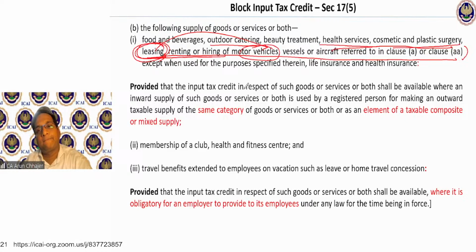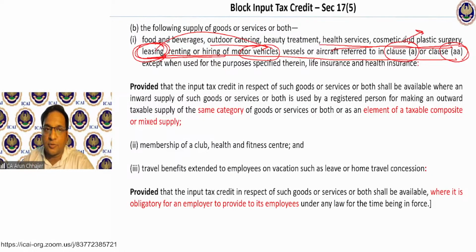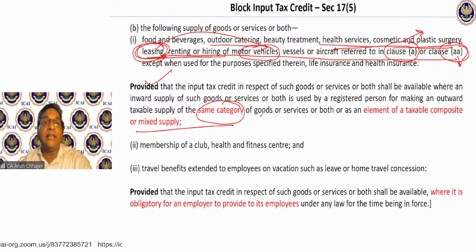Which motor vehicle? The motor vehicle which is being referred to in clause A or clause double A. Clause A means transportation of passengers in a vehicle up to 30 seater, and clause double A is talking about vessel and aircraft. The proviso says that if you are making the same category of supply, or as an element of composite or mixed supply, then you can take the ITC.